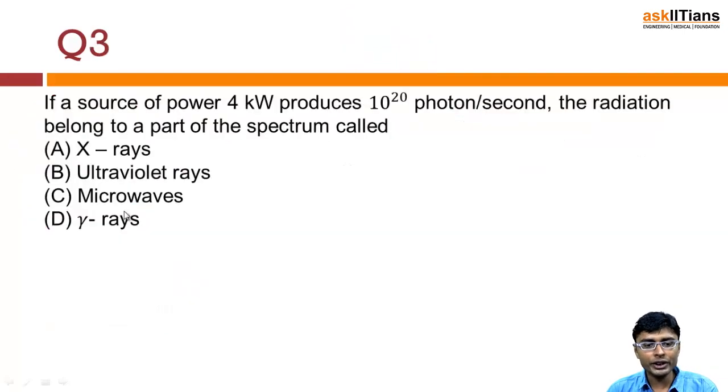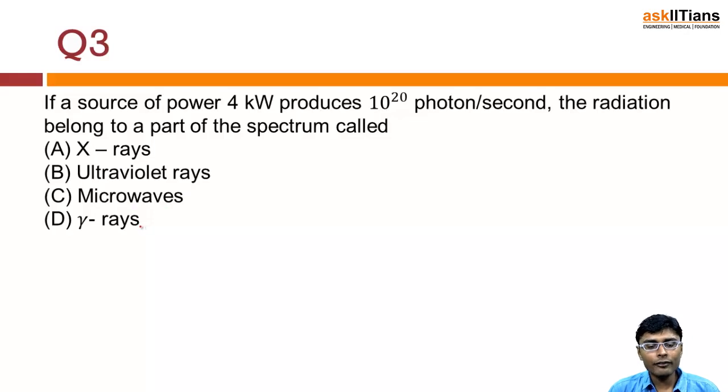Moving on to the next question, question number 3. If a source of power 4 kilowatt produces 10 raised to power 20 photons per second, the radiation belongs to which part of a spectrum? The radiation belongs to a part of a spectrum called X-ray, ultraviolet rays, microwaves, and gamma rays.